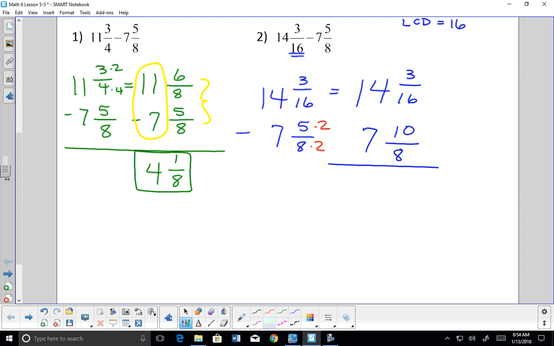And you might go, that's kind of weird. It is kind of weird. Because if you're looking at this number, I can subtract the whole number parts just fine, but I can't subtract the fractional parts. If you look right here, I have a 3 and I have a 10. I cannot take 10 away from 3. Okay? It's impossible for me to take 10 away from 3.